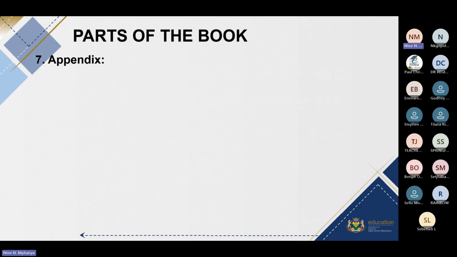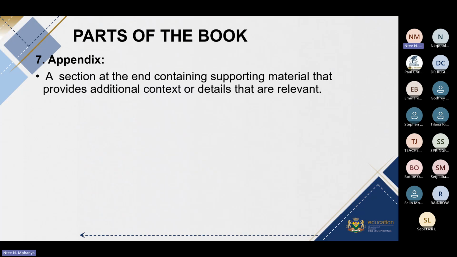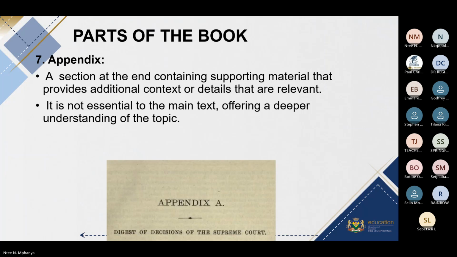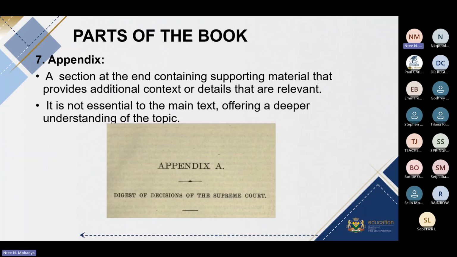Then the last one on the part of the book is the appendix. A section at the end containing supporting material that provides additional context or details that are relevant. It is not essential to the main text, offering a deeper understanding of the topic. Here is the appendix A, digest of decisions of the Supreme Court.